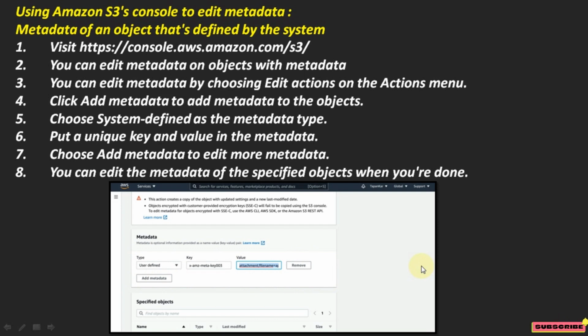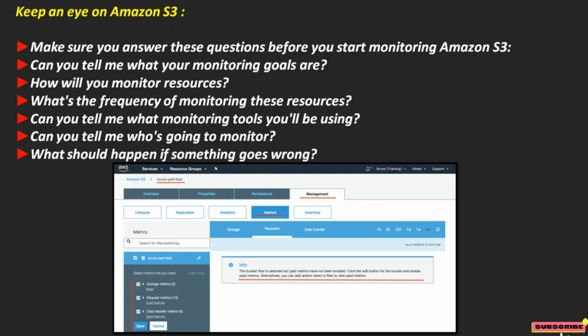Okay, the next one is keep an eye on Amazon S3. It's important to monitor Amazon S3 and your AWS solutions to make sure they are reliable, available, and performing. To debug a multi-point failure, we recommend collecting monitoring data from all parts of your AWS solutions. Make sure you answer these questions before you start monitoring Amazon S3.